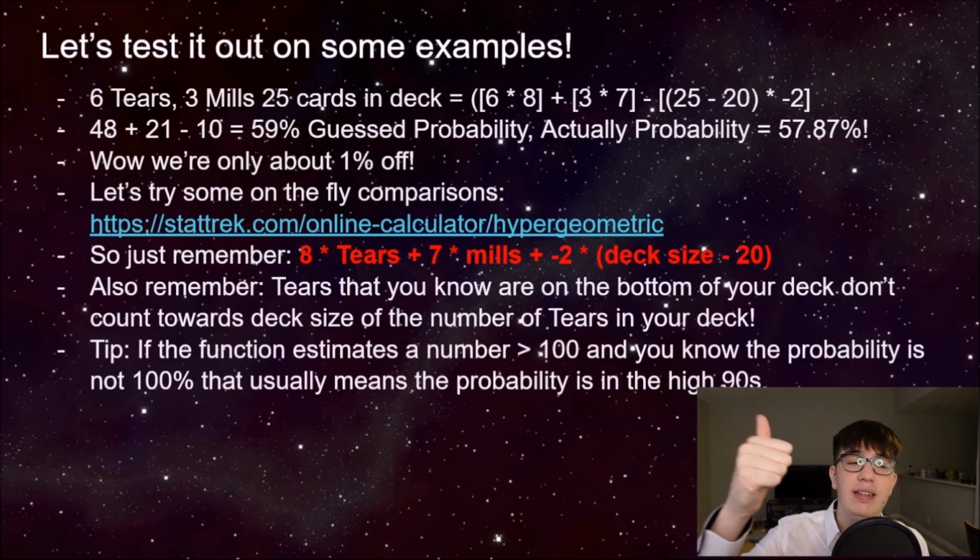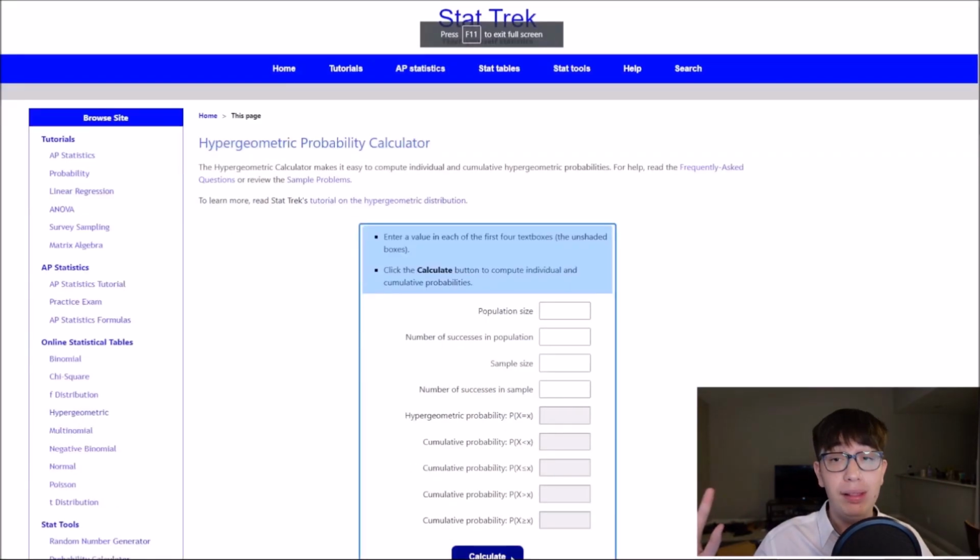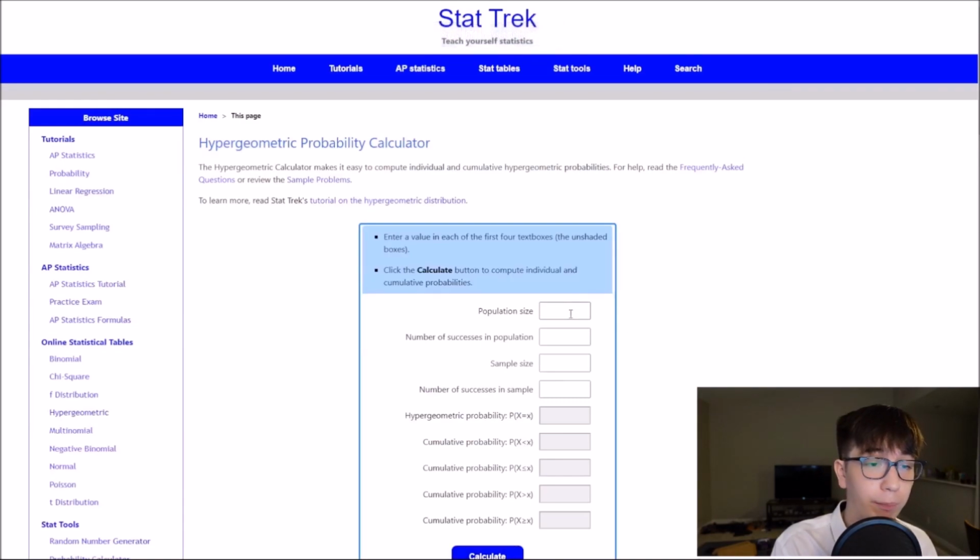So remember, it's 8 times the number of tiers, 7 times the number of mills, plus -2 times the deck size minus 20. So I said, why don't we just try it out on the fly? I'm going to pick completely random numbers. Okay, so let's start with an easy example, right?